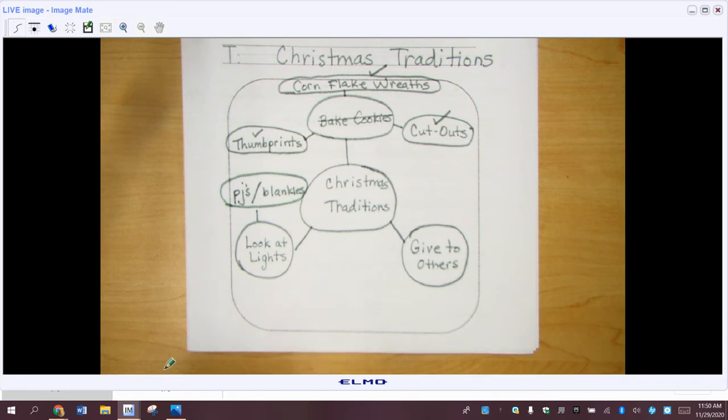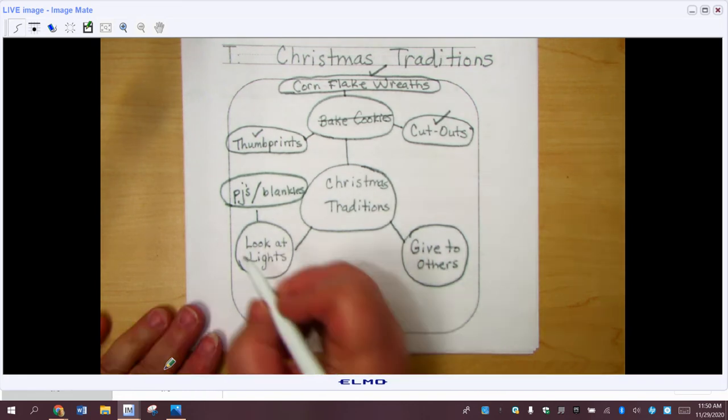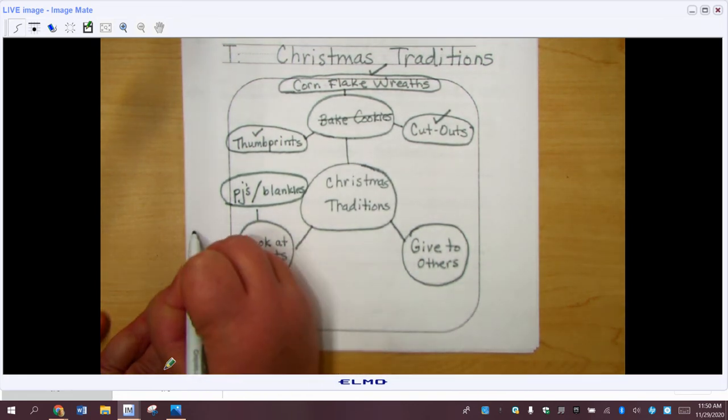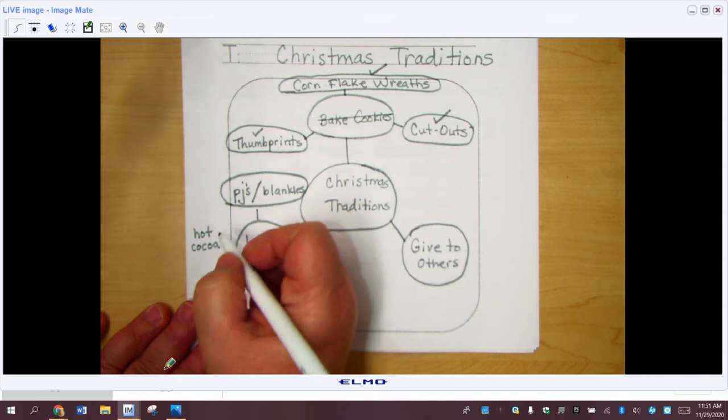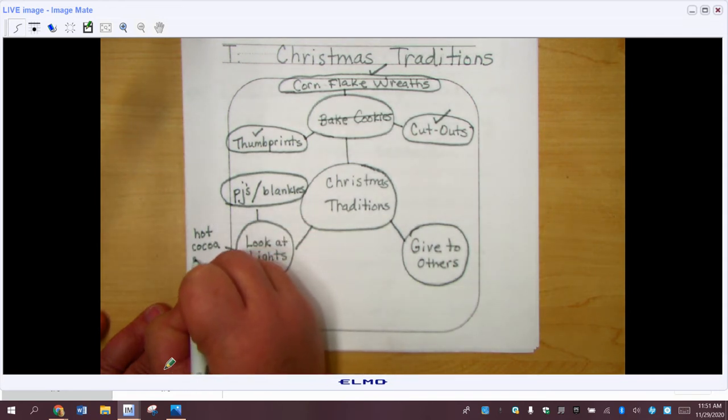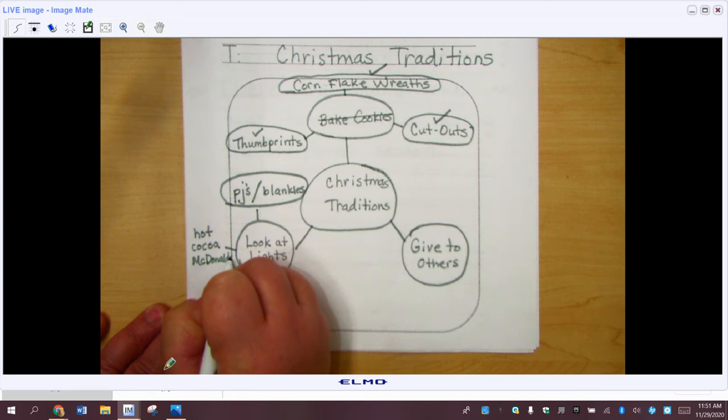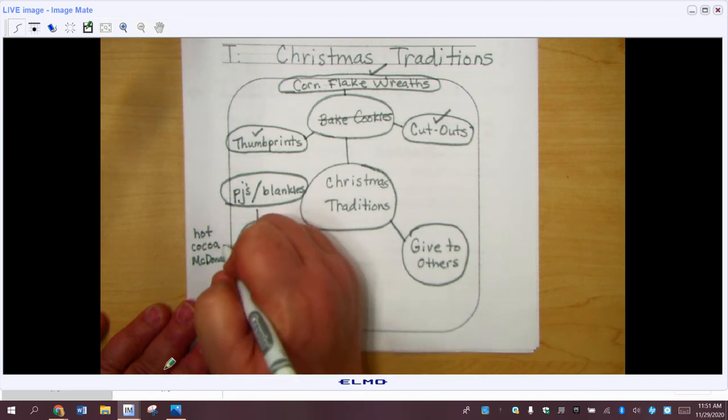Then this is another kind of funny tradition. We always get hot cocoa at the drive-through in McDonald's. So this doesn't have to be a whole sentence. It's just a couple key words to help me. So hot cocoa, McDonald's.